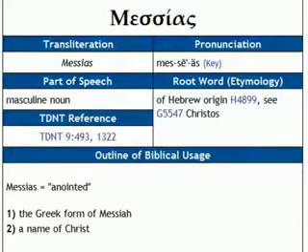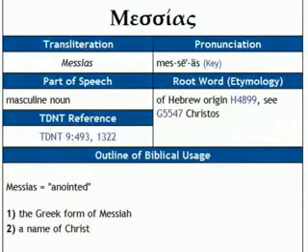Now what's interesting, and we want to take clips of all of this so that when we go into the video part of this, you'll be able to see exactly what we're looking at and what we're quoting from. If you look at the root word etymology over here, it says of Hebrew origin, the H4899, and that would take you to Moshiach in the Hebrew. Then it says C, G5547, Christos.